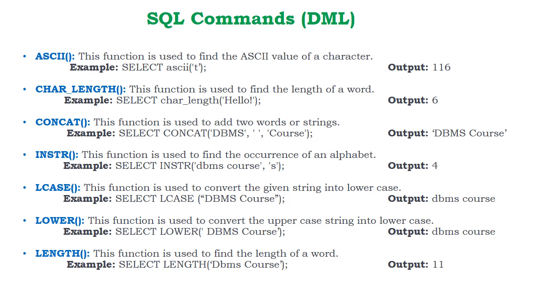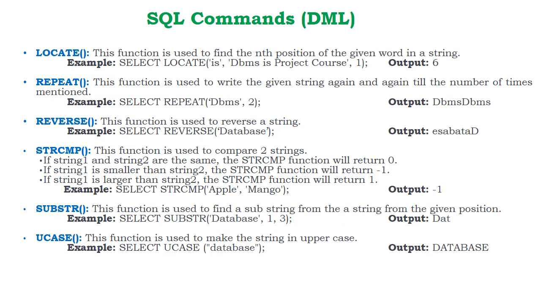Then LCASE and LOWER both convert the word into lower case. And next one is LENGTH. It will find the length of the word and display it. For example, the input is DBMS course. It will call the length, then display, for example, 11. LOCATE. So then it will find the location, for example, where a substring occurs. So it will find the location, then display it.